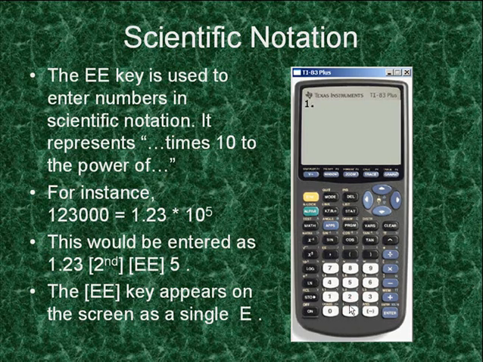Numbers can be entered in scientific notation. To do this, type in the decimal part of the number, then press second, then EE, the comma key, then type in the power of 10. The EE will display as a single E on the screen, representing times 10 to the power of.